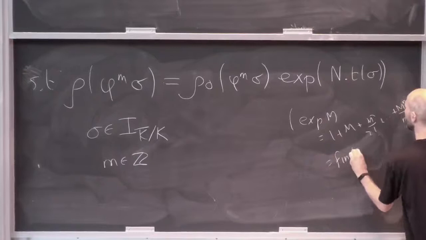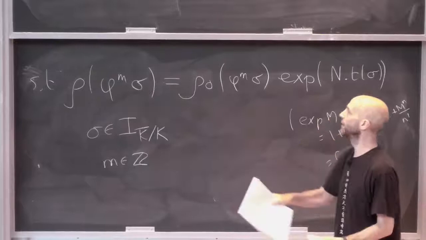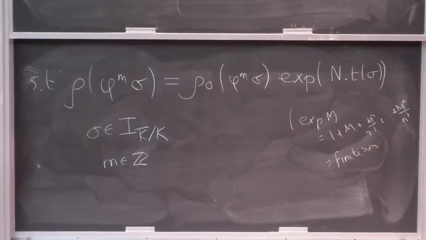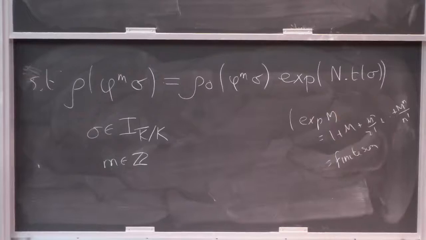So what's happening here? What's happening here is that you can see the difference. Rho is not rho_0, because you can see the difference here. The difference is some strange exp of N. So what's happening? So maybe that's the end of the statement of the proposition. So maybe I'll make some remark.